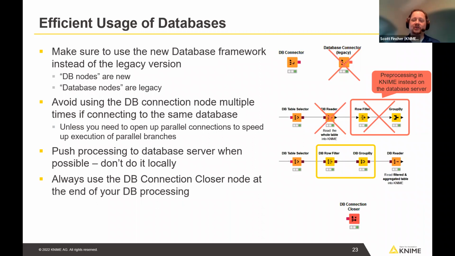So that's something to get in the good habit of getting familiar with what DB nodes are analogous to the regular KNIME nodes and where you can replace those in your database-centric workflows. And then another little tip at the end, you always want to use the DB connection closer at the end of your database processing. So what does this look like in practice on our example workflow?